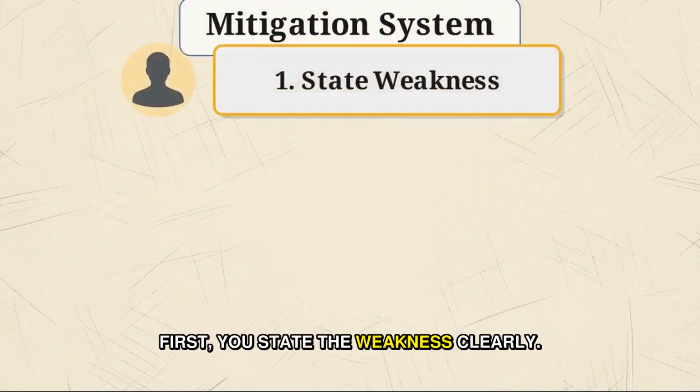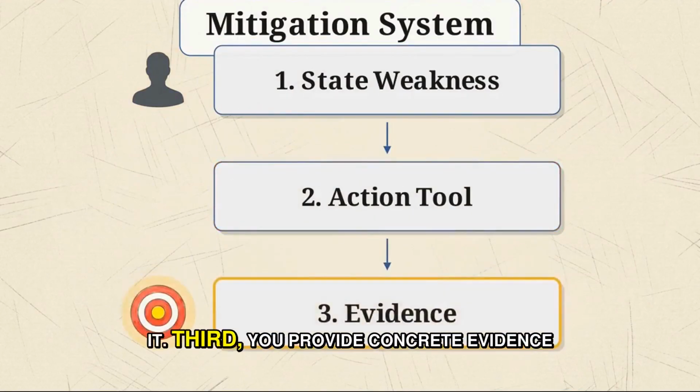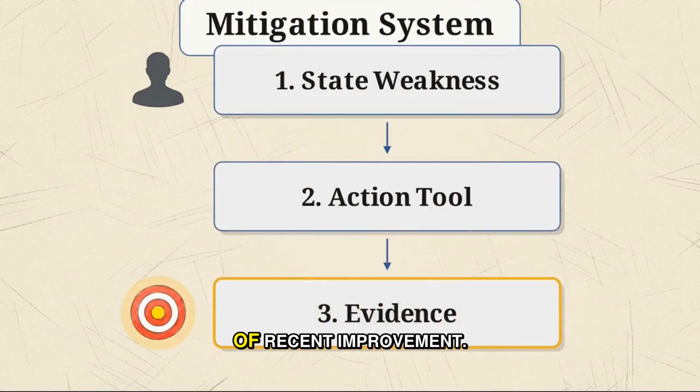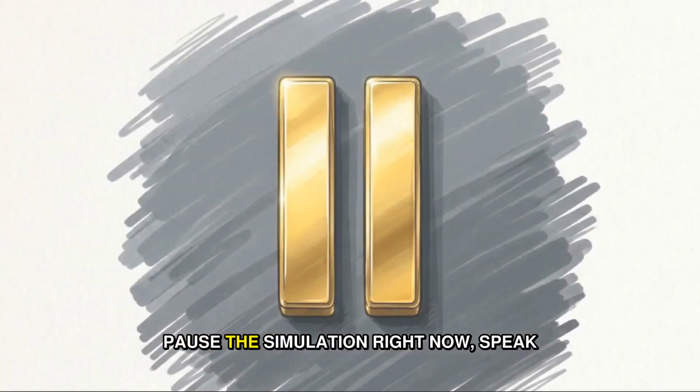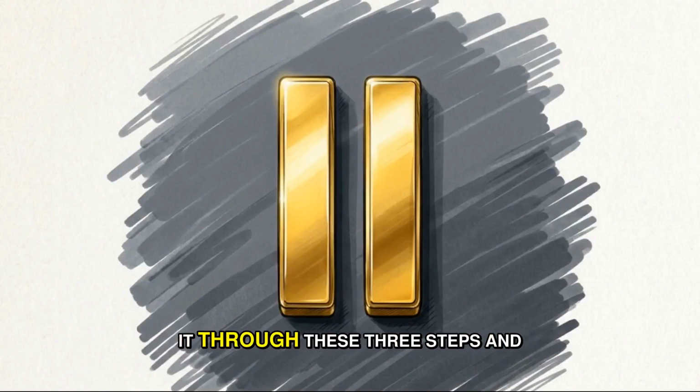First, you state the weakness clearly. Second, you detail the specific action or tool you implemented to manage it. Third, you provide concrete evidence of recent improvement. Pause the simulation right now. Speak your weakness answer out loud. Run it through these 3 steps and see if it holds up.